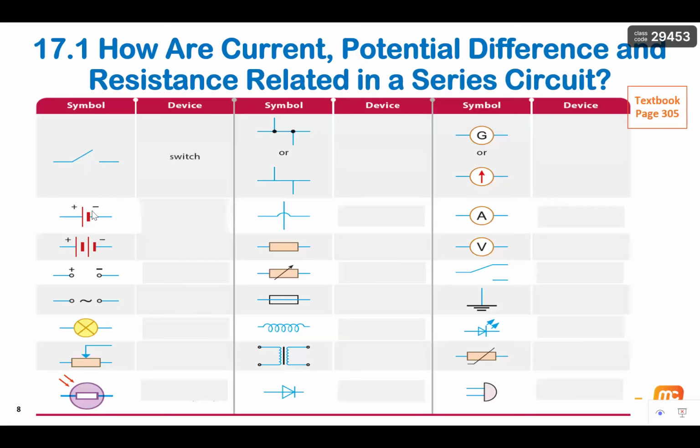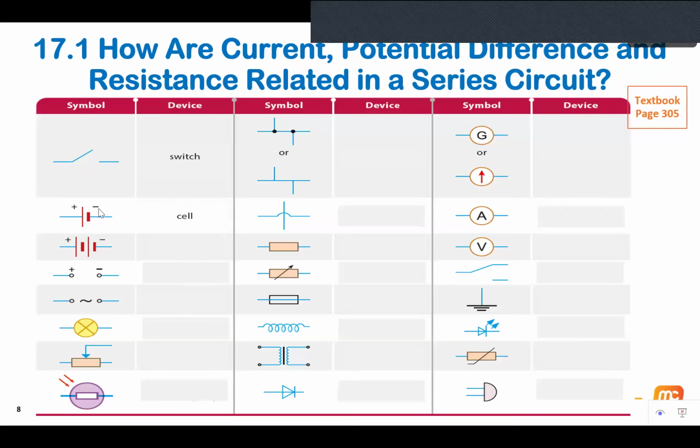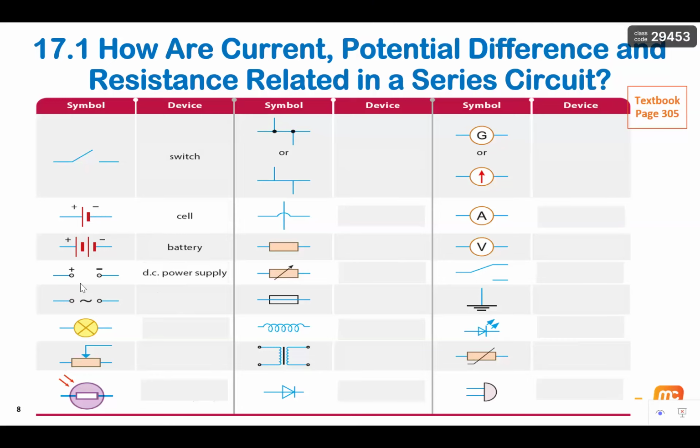You have a long line and a short line. The long line represents plus and the short line represents minus. In the exam, the plus and minus might not be shown, but you must know that the long line represents the plus and the short line represents the minus. And when you have two or more cells together, it's called a battery. Next, when you see this, it's actually called a DC supply.